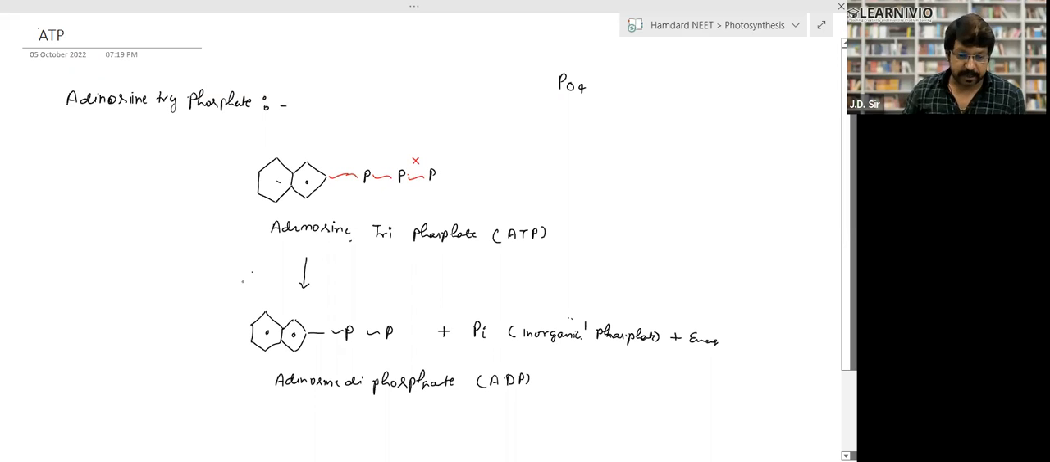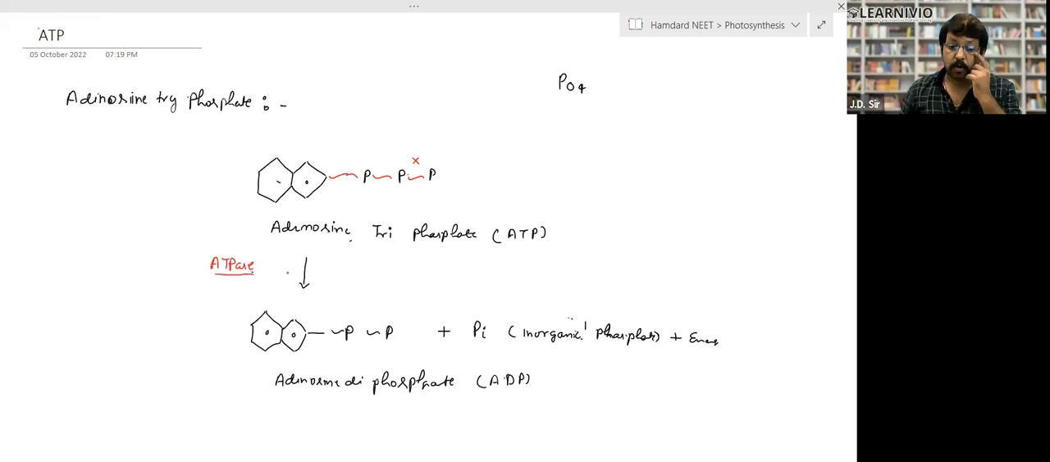Let me write down the name of that enzyme. That is called ATPase, right? So ATPase enzyme is that enzyme which helps in breaking down ATP into ADP, and that's how the energy is released for some physical work. And what do we call this process? We call this process hydrolysis of ATP. Hydrolysis of ATP. Is it clear to you, Affaf?